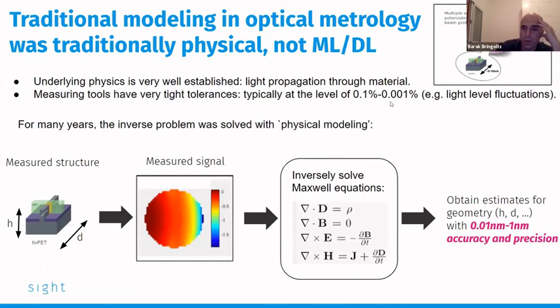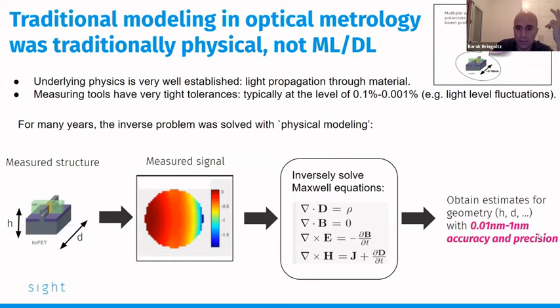And so what people used to do is measure some object, get its signal, and then simulate in real time the solution to Maxwell equations of such an object, and fit the results to the measured signal to extract these geometrical quantities. And this has been quite successful. You can get accuracies at the level of sub-angstrom, actually, when people do that for important enough applications.